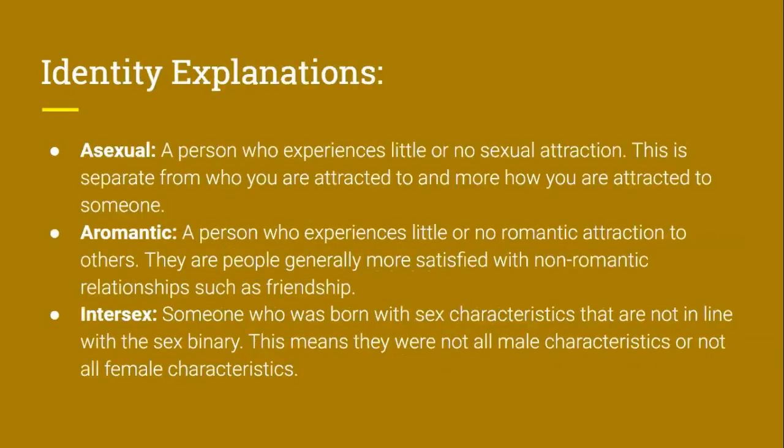Now let's talk about these identities. Asexual refers to a person who experiences little or no sexual attraction. This is separate from who you are attracted to and more about how you are attracted to someone. Aromantic refers to a person who experiences little or no romantic attraction towards others. These are people who are generally more satisfied with non-romantic relationships, such as friendship.